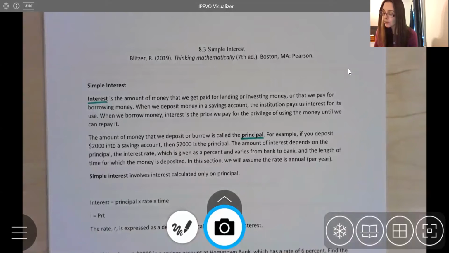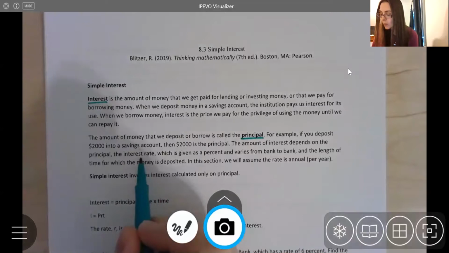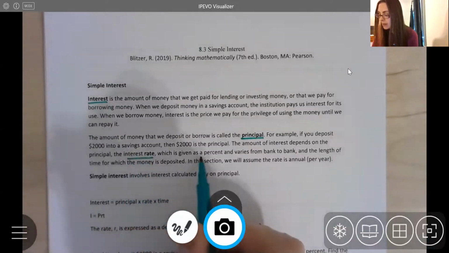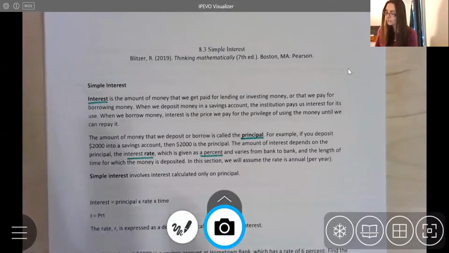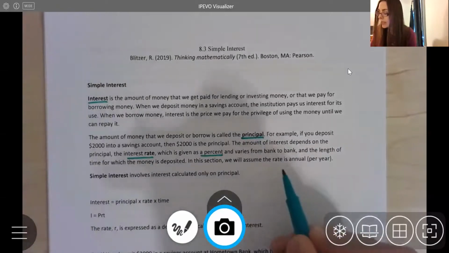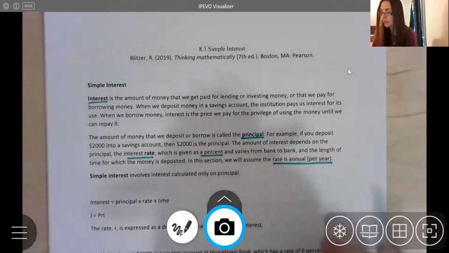The amount of interest depends on the principal, the interest rate. So when you hear that word rate, you want to think of a percent. And it depends on the length of time for which the money is deposited. In this section, we're going to assume the rate is annual, meaning per year.